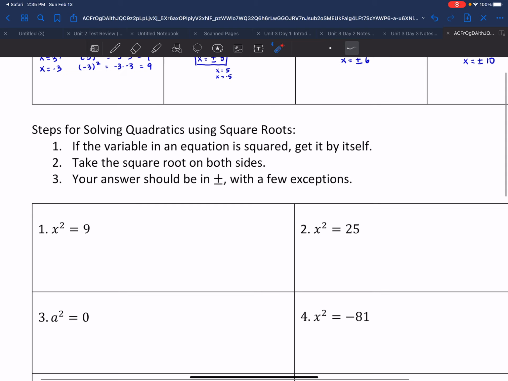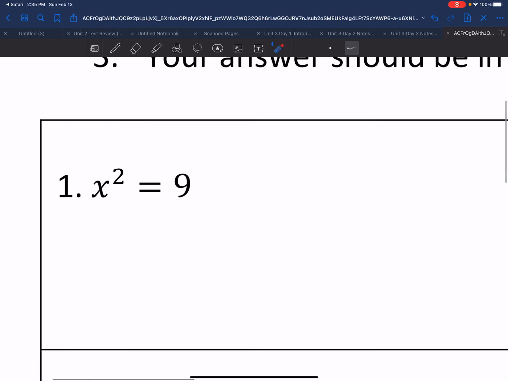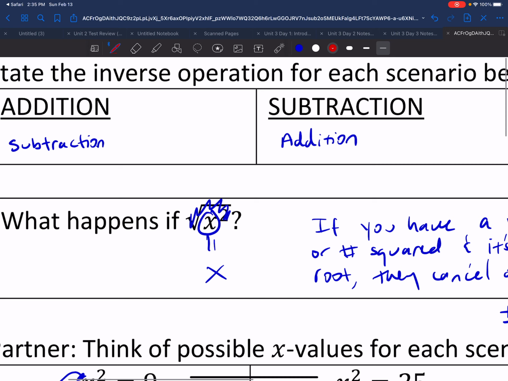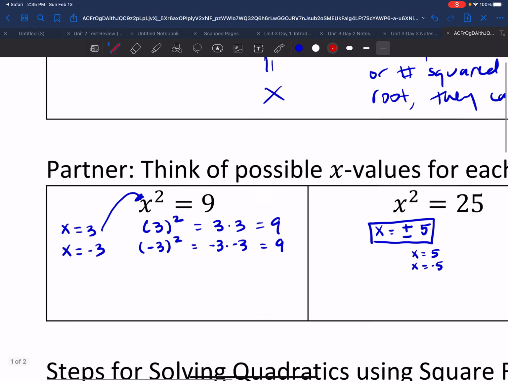So taking a look at number 1, I have x squared is equal to 9, and my goal here is to get rid of this square. And how do I get rid of that? Well, we need to take what? The square root on both sides, right? Just what we said over here. What happens if we take the square root of x squared? It's just going to be x, right?